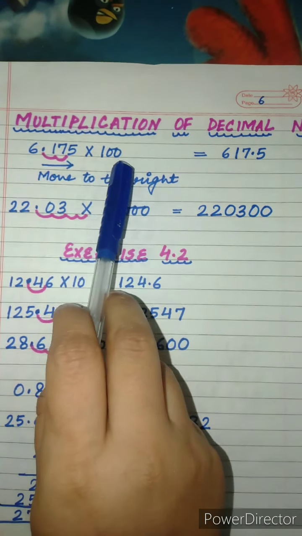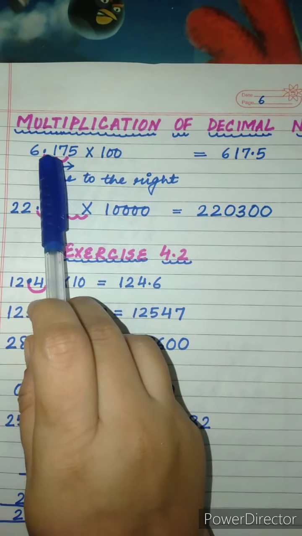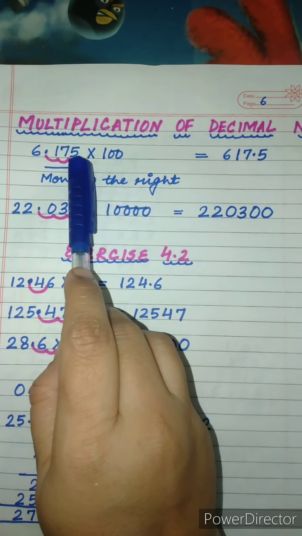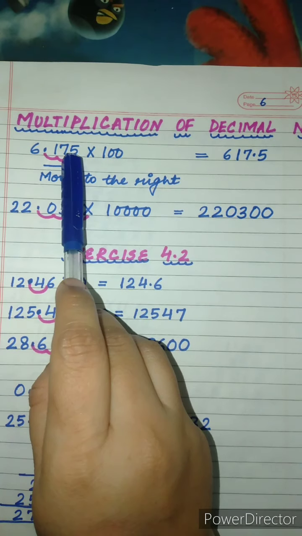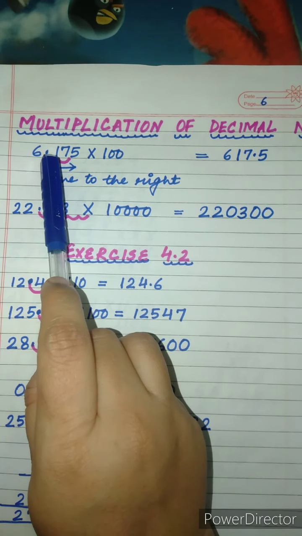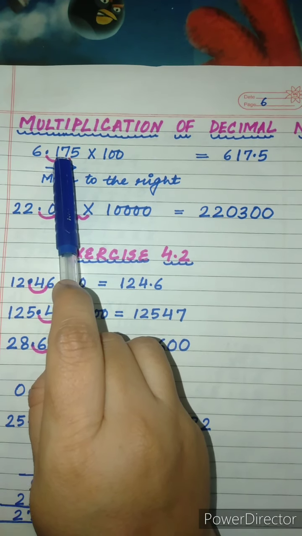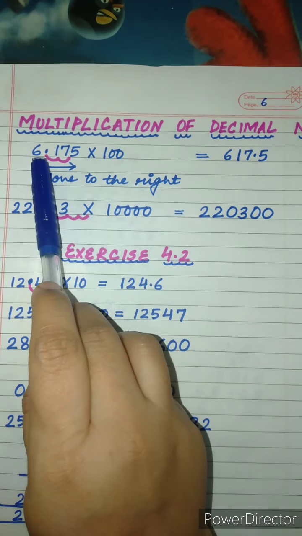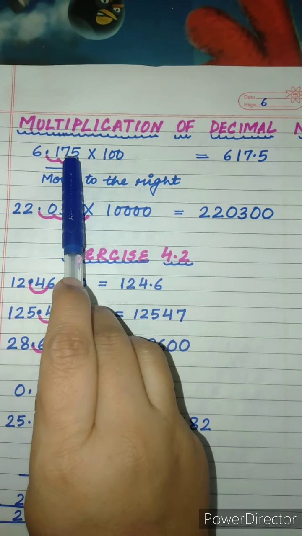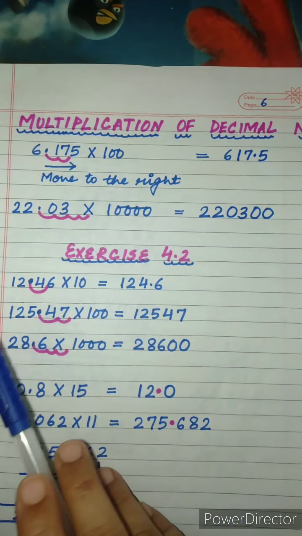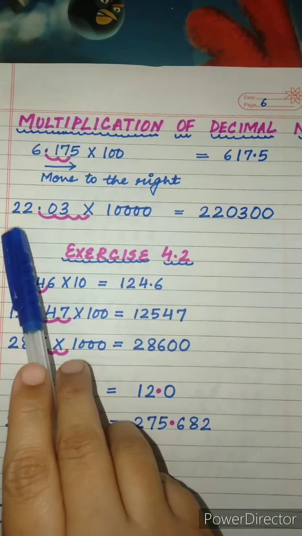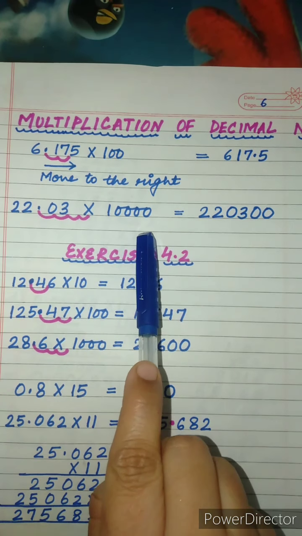Look here, we have 2 zeros here. So we are going to move our decimal 2 places. That is, we have 6.175. So 2 places will jump after 1, 7, and we are going to put our decimal after 7. That will make it 617.5.